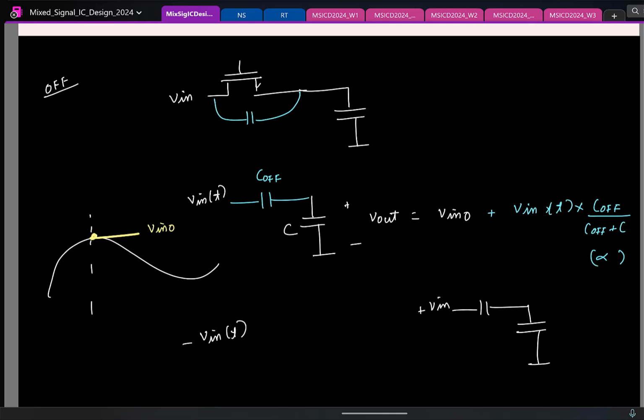I cannot do anything about C. What I'm saying is, this is what I have: A plus B, I want only A. What should I do to that expression? I should add minus B. See, I have A plus B, I want this to be A, so I should add minus B. How can I add minus B here?